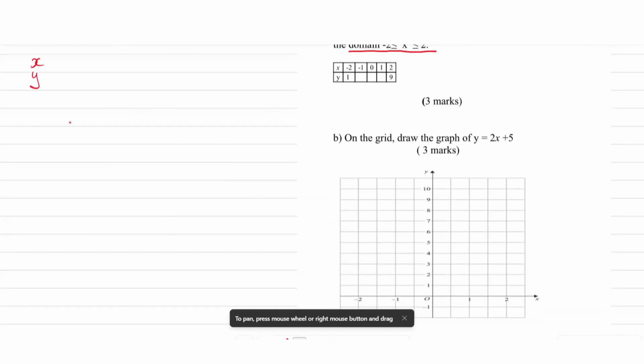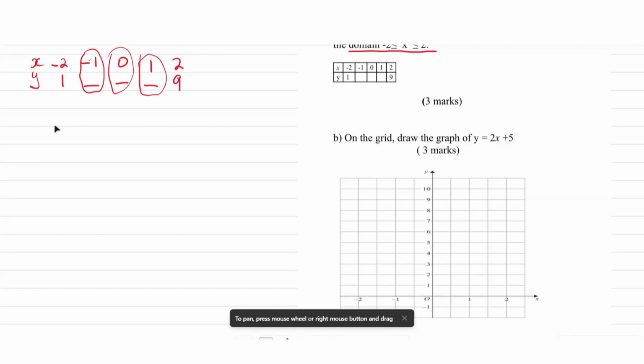Here we have y, we have -2, underneath that we have a 1, we have -1, underneath that is a blank, then we have a 0, underneath that is a blank, we have a 1, underneath that is a blank, and then we have a 2, underneath that is a 9. So it's going to be our responsibility to fill out these spots here.